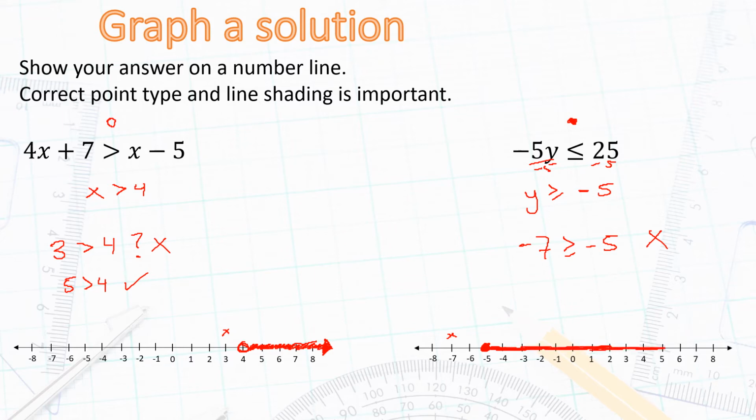So you shade all the way along the line until you get to the end, and then you draw an arrow to indicate this is going to continue on forever in that direction. So any number, -1 is greater than -5, 4 is greater than -5, 6 is greater than -5, they are all part of that solution set.